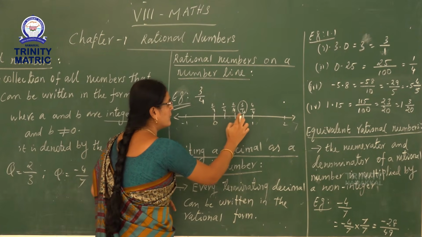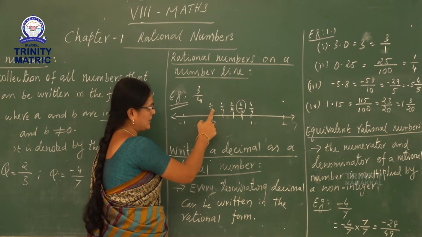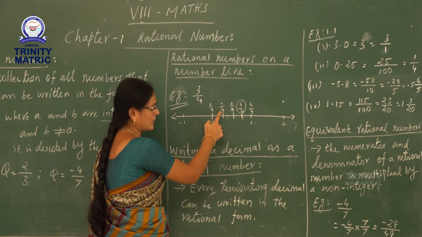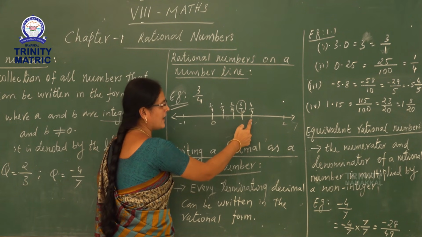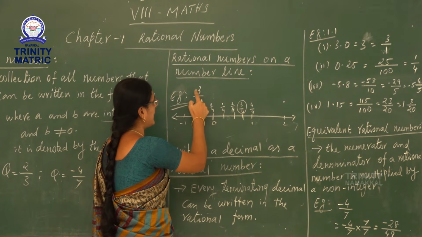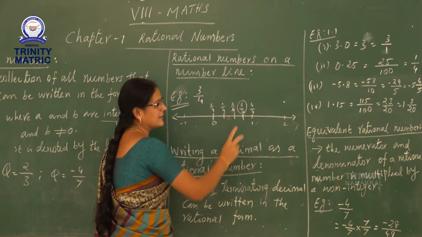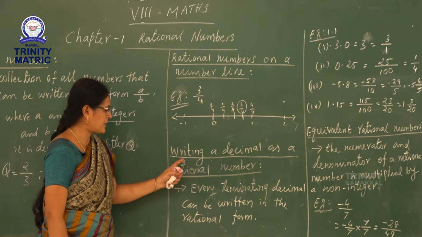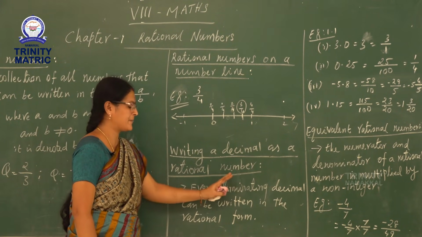I will divide into 4 equal parts. This one is 0 by 4. The next part 1 by 4. Then next 2 by 4. Then next 3 by 4. The last 4 by 4. We can mark 3 by 4. Where is 3 by 4? 3 by 4 is here. That's all. Then next, move on to writing a decimal as a rational number.